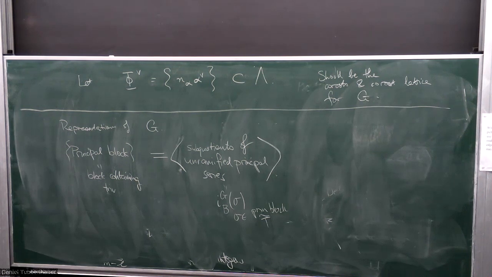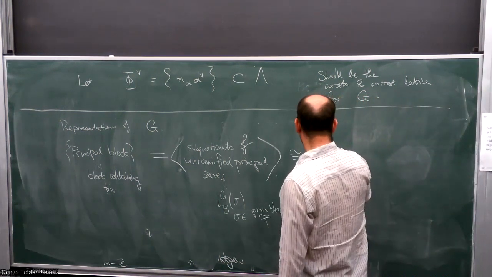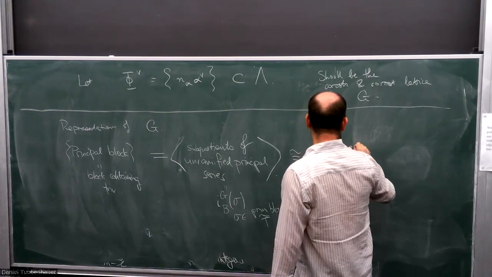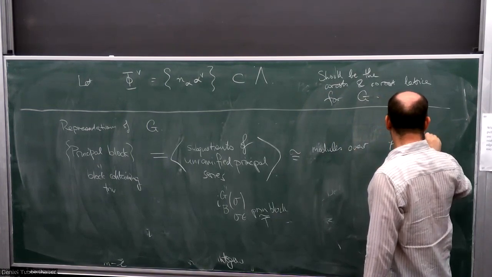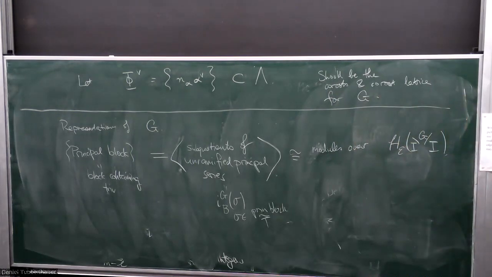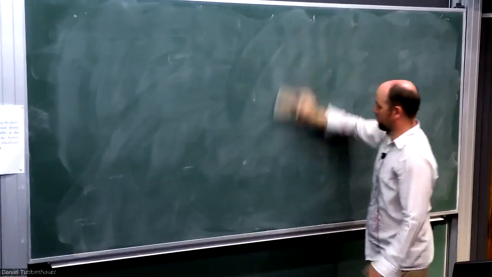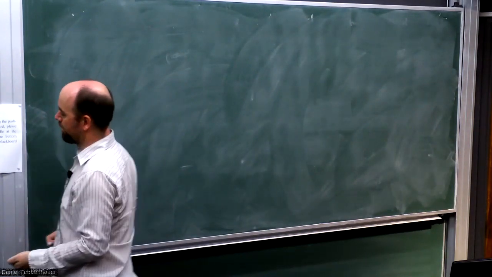There's a more classical, maybe less generalizable, but maybe easier to compute with way, which is to write that this is equivalent to modules over some algebra, which I'll call H_epsilon(G // I). And let me try to tell you what this algebra is. So you can always define an algebra to do your representation work for you. This is the metaplectic Hecke algebra.